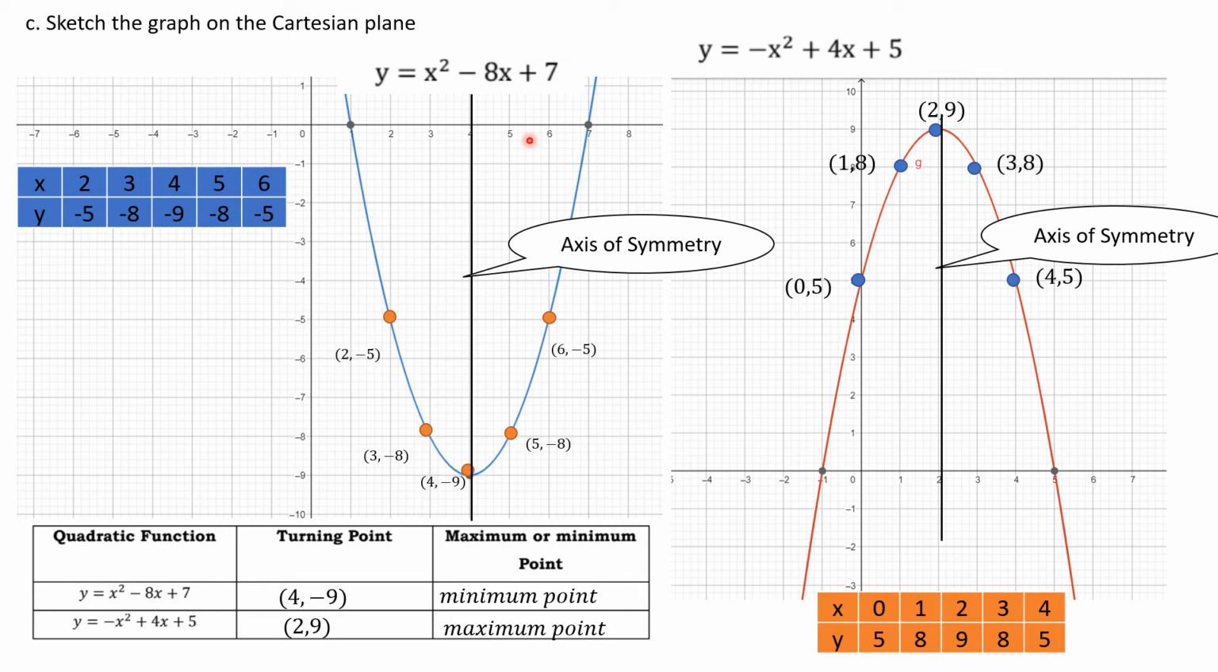So, how will you describe the graph form? What do you call this graph? What have you observed about the opening of the curves? Do you have any idea where you can relate the opening of the curves? Which of the two quadratic functions has a minimum point and has a maximum point? So, ayan po ang ating graph for the two given equations.